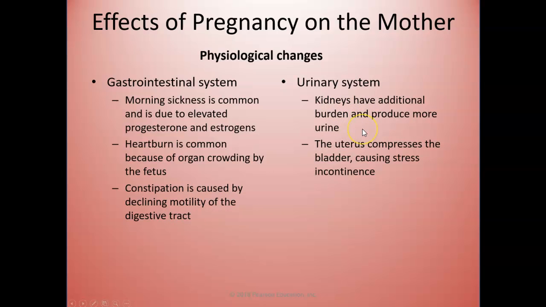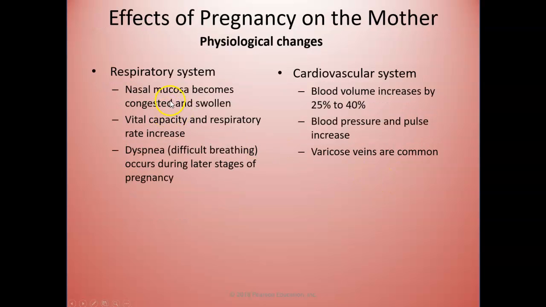Kidneys, you have increased production of urine because you're now filtering a lot more blood. In addition to the uterus actually sitting on top of the bladder, which can cause what's called stress incontinence. So urination just from the bladder sitting on top of there. Other things that can happen, nasal mucosa can become congested and swollen. Vital capacity and respiratory rates increase as we need more oxygen. This is called dyspnea during later stages of pregnancy. Someone experiencing this, particularly at night, may find sleeping on their side easier.